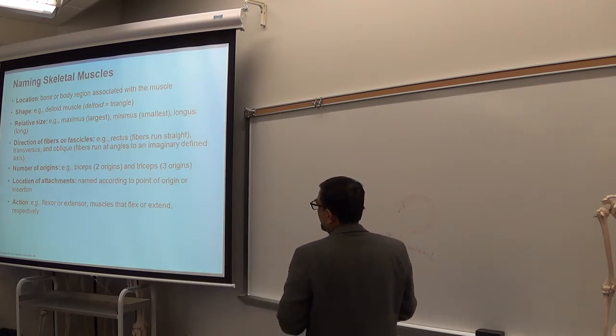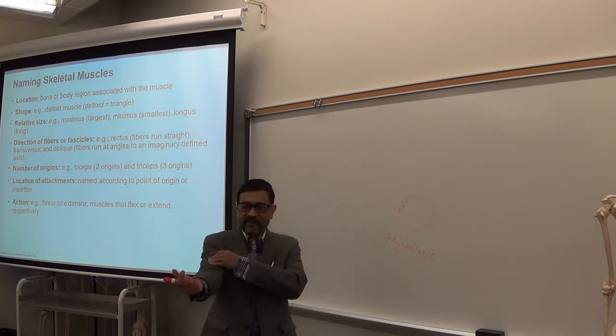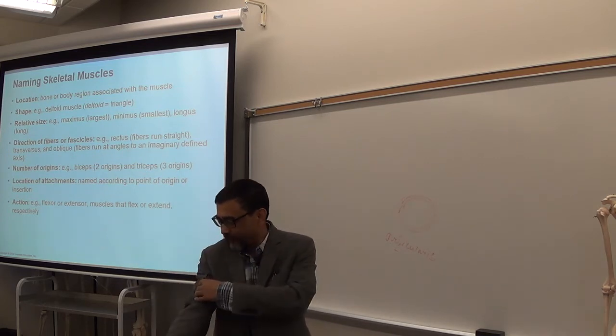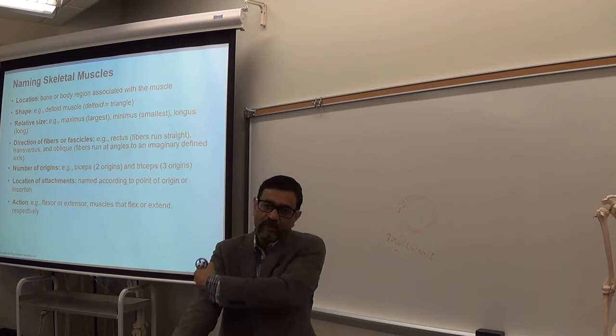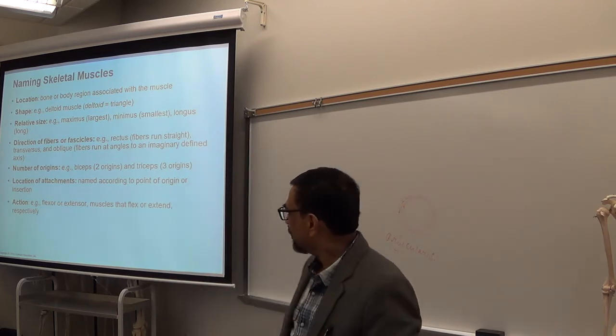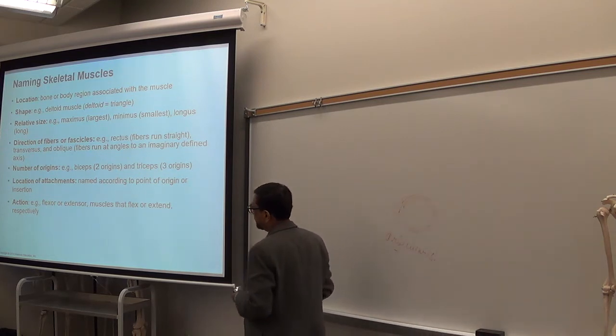Number of origin. We know that biceps, bi means what? Two, right? Why do we say biceps? Because this one has two origins. Triceps, three. So some muscles are named by the number of origins.